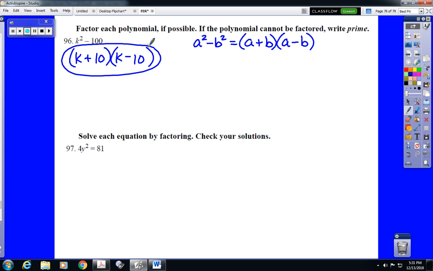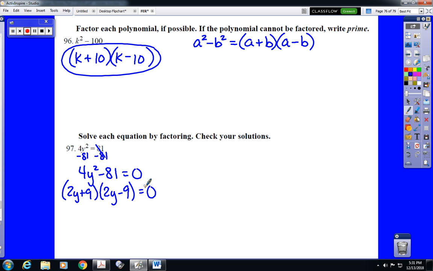And on number 97, it does say solve by factoring, but I didn't see any other square root problems on the entire packet, so I'm going to actually solve it both ways. If we're solving by factoring, our first step is to subtract 81 from each side, which would give us 4y squared minus 81 equals 0, which means that factors, difference of two perfect squares like up above, into 2y plus 9 and 2y minus 9, which means I have 2y plus 9 equals 0 and 2y minus 9 equals 0.